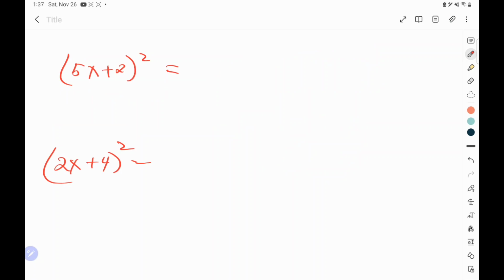Let's try to answer the following question here. This is what we call squaring binomials. The steps we need to follow are: square the first term, multiply the first term and second term by 2, and then square the last term. Let's check this one out. Square the first term, which is 5x, plus the product of the first term, second term, and 2. So that means 5x times the second term, which is 2, and another 2, correct? Plus squaring the last term, which is 2.